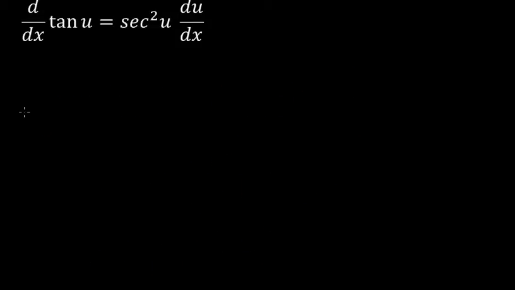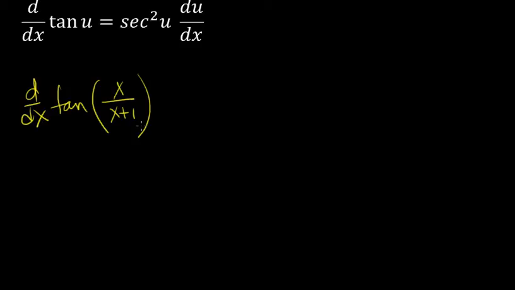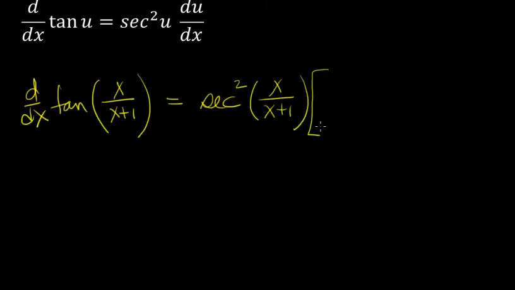The derivative of tangent is secant squared, so we'll do an example. Let's find the derivative with respect to x of tangent. I have to make up a u here. How about x over x plus 1? The tangent of x over x plus 1. Okay, well, this is tan u, so I'm going to have secant squared of x over x plus 1 times the derivative of that quotient.